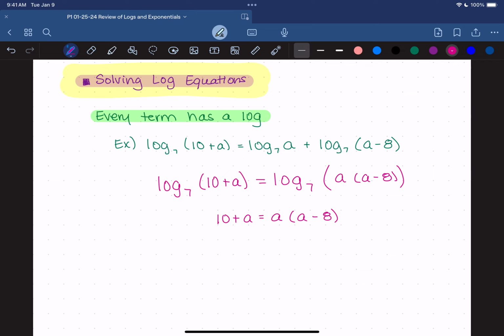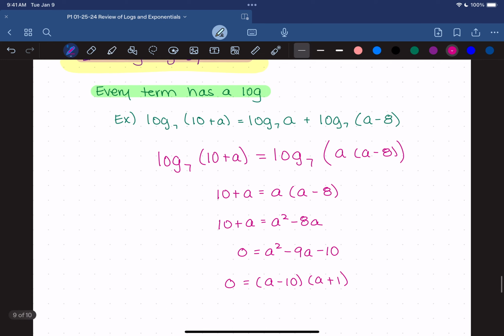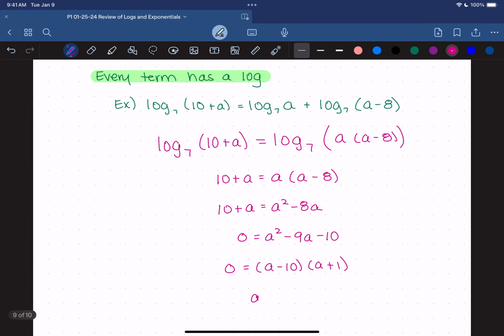And then just solve whatever it is. In this case, it's going to turn out to be quadratic. If I distribute the a, I get a squared minus 8a. Set it equal to 0. I'm going to subtract a from both sides and subtract 10. This will factor into a minus 10, a plus 1. Set each factor equal to 0, and we know a is going to be 10 or negative 1.